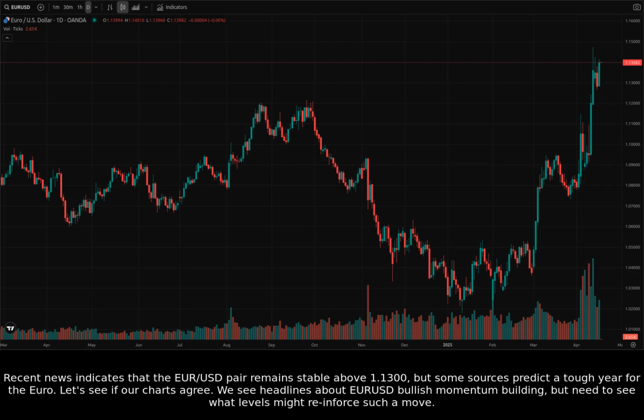Recent news indicates that the euro to US dollar pair remains stable above 1.1300, but some sources predict a tough year for the euro. Let's see if our charts agree. We see headlines about EURUSD bullish momentum building, but need to see what levels might reinforce such a move.